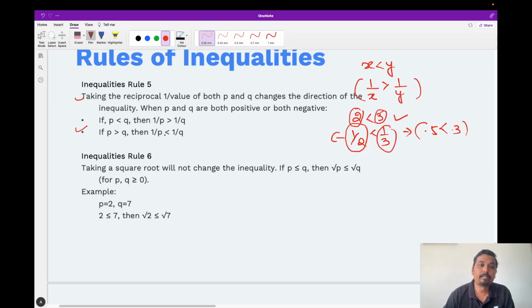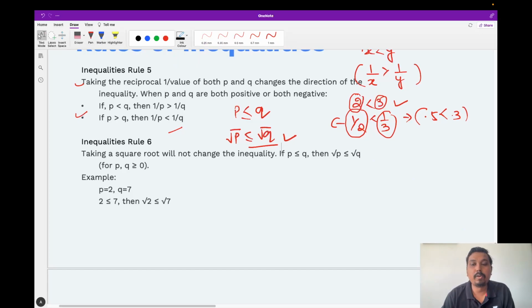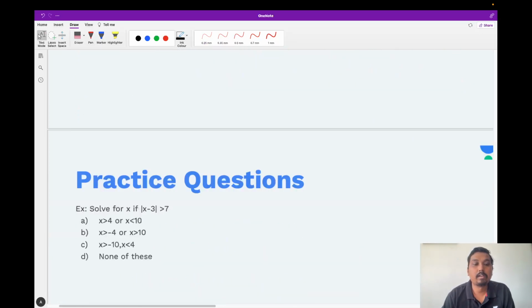Okay, so this is what inequalities is more or less all about. The last rule is, if p is less than or equal to q, and you take the square root, your inequality sign will not change. Okay. We'll see some questions that will help you in understanding the concept.